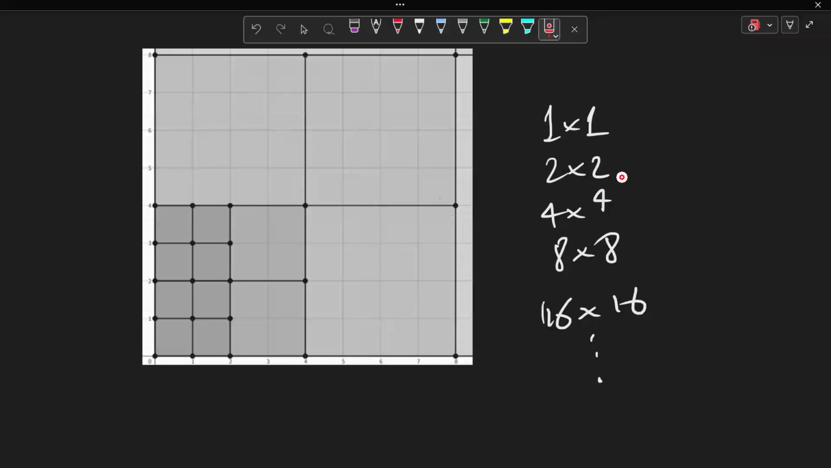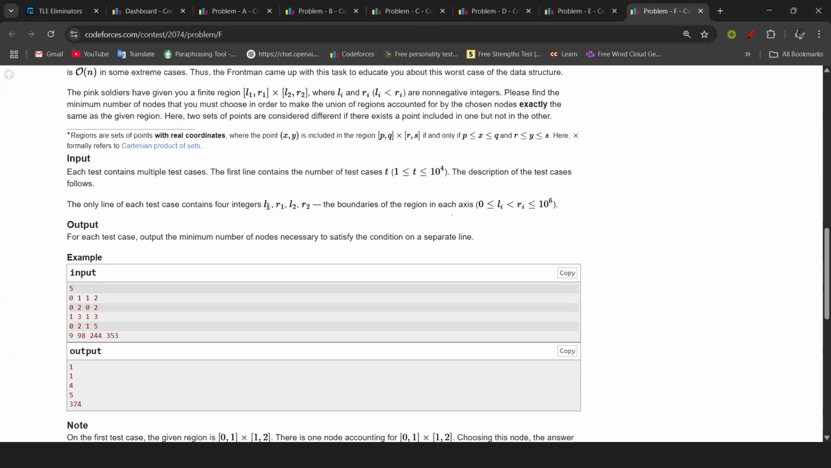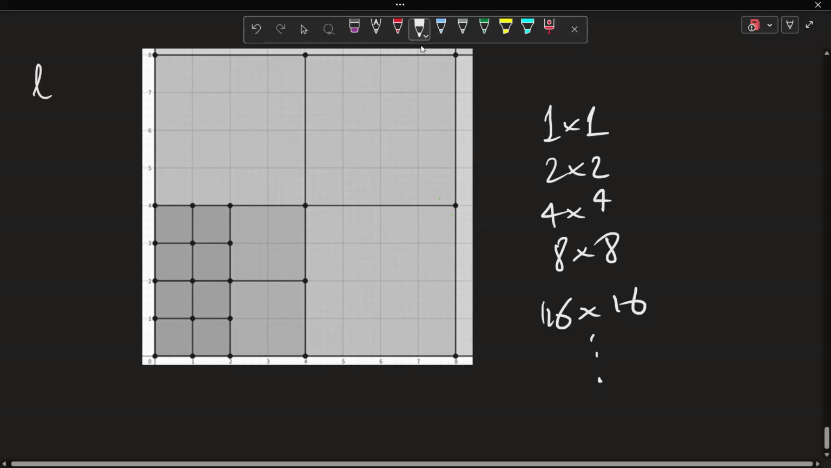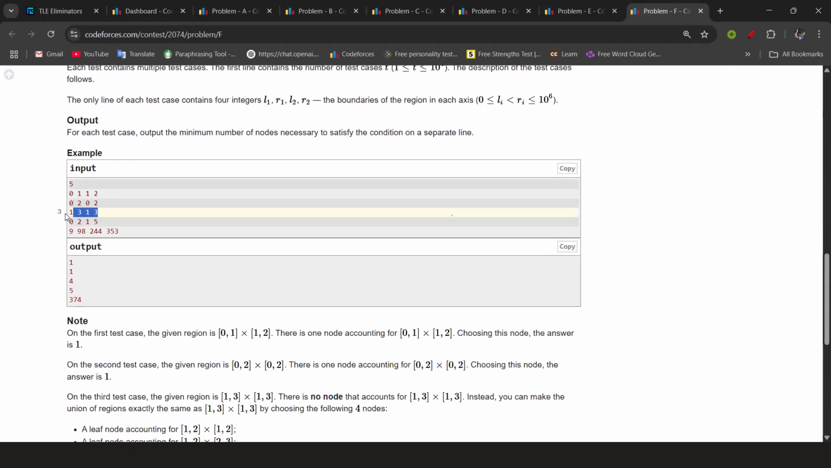Now, what you need to find out is you are given 4 inputs: L1, R1, L2, R2. That represents some square. So let's say you are given, let's see one of the test cases only. Let's see this third test case.